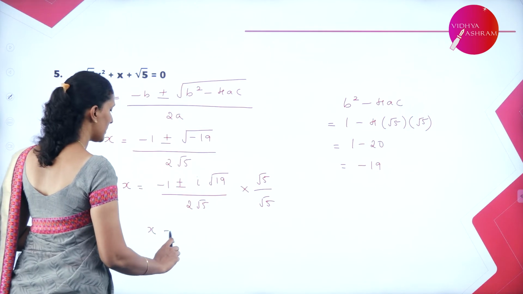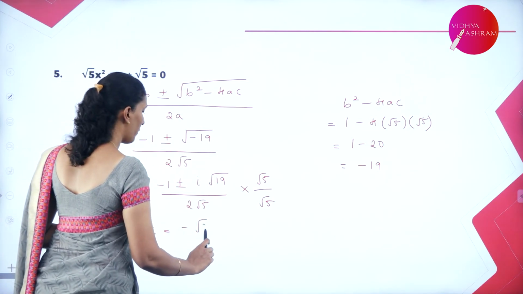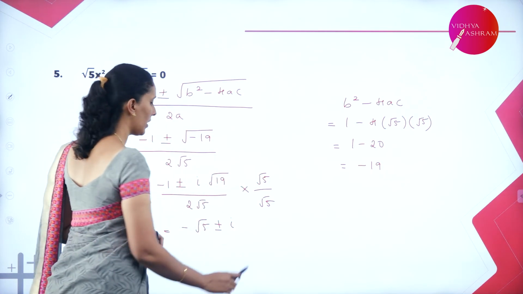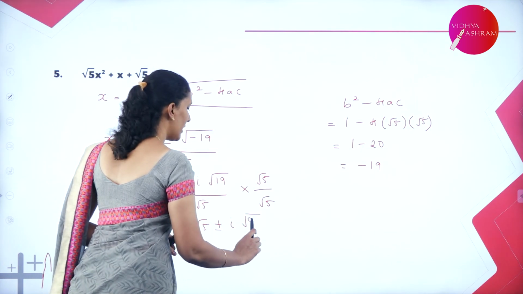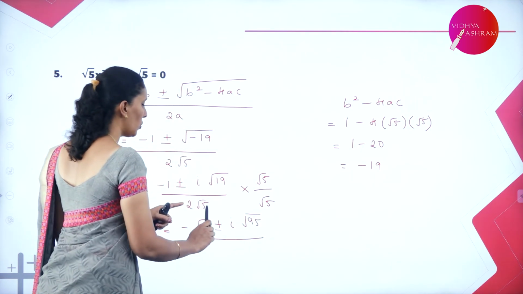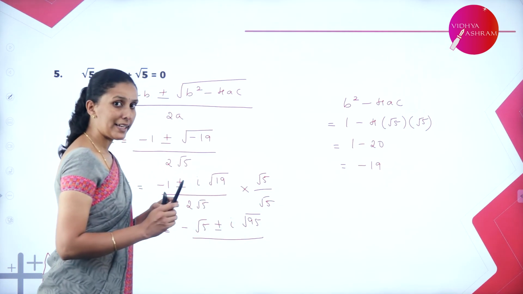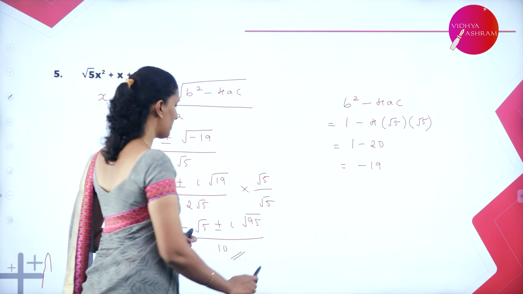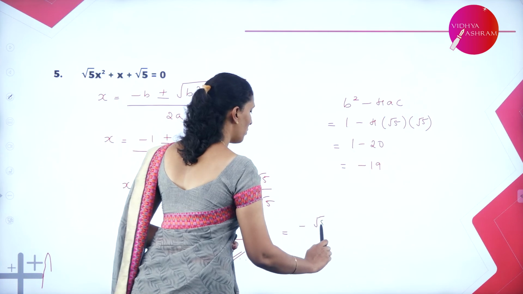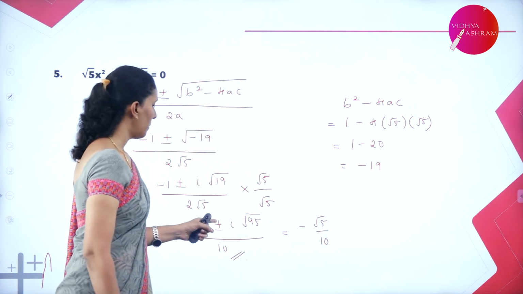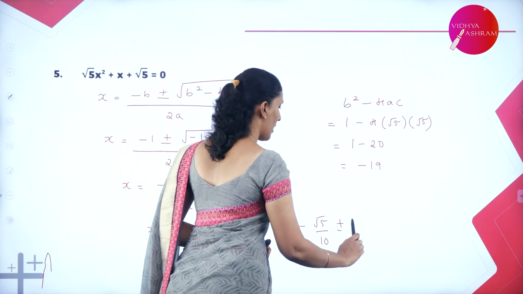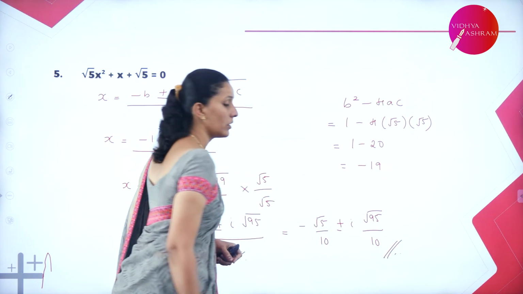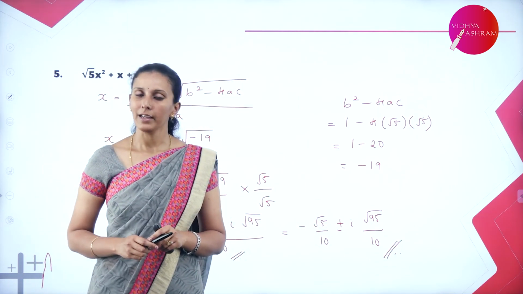Then the answer will be x is equal to minus root 5 plus or minus i root 19 into root 5, which becomes root 95, whole divided by 2 root 5 into root 5. Root 5 into root 5 is 5, 2 5s are 10. So this is the value. Or we can express this as minus root 5 by 10 plus or minus i root 95 by 10. So this is the solution of the given quadratic equation.